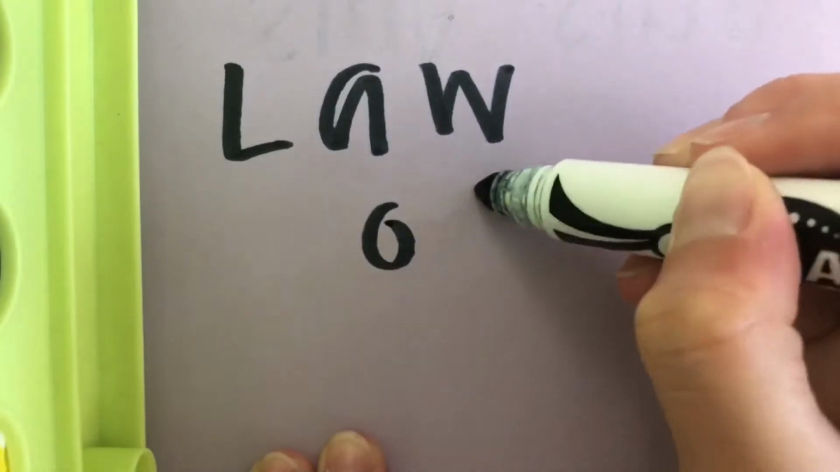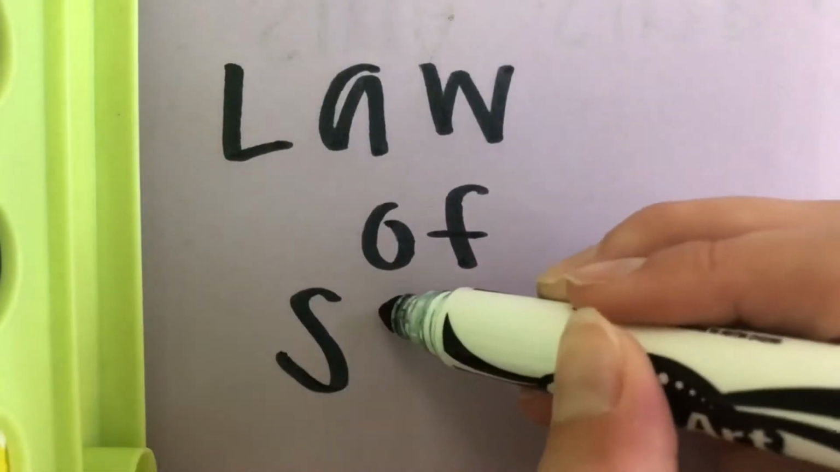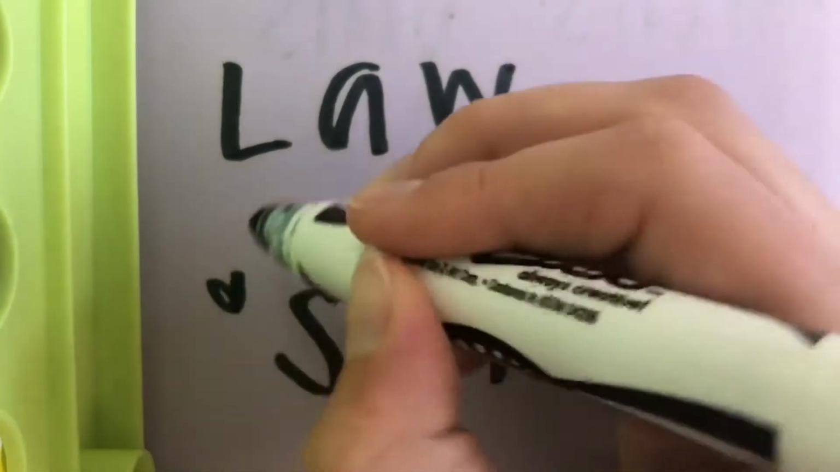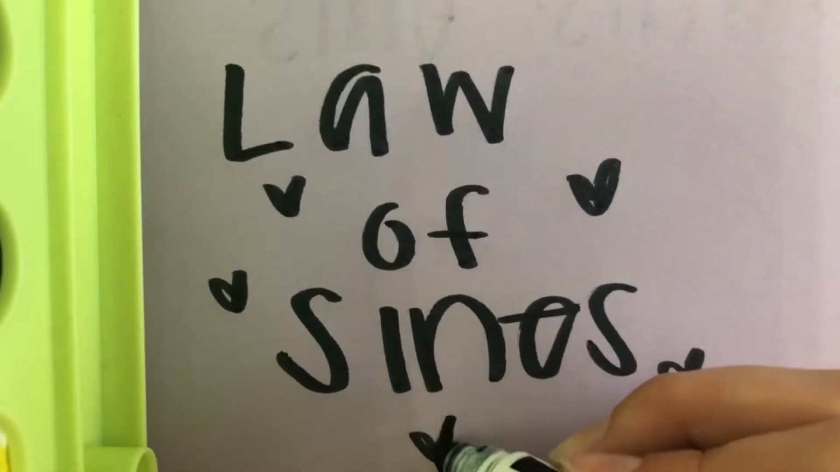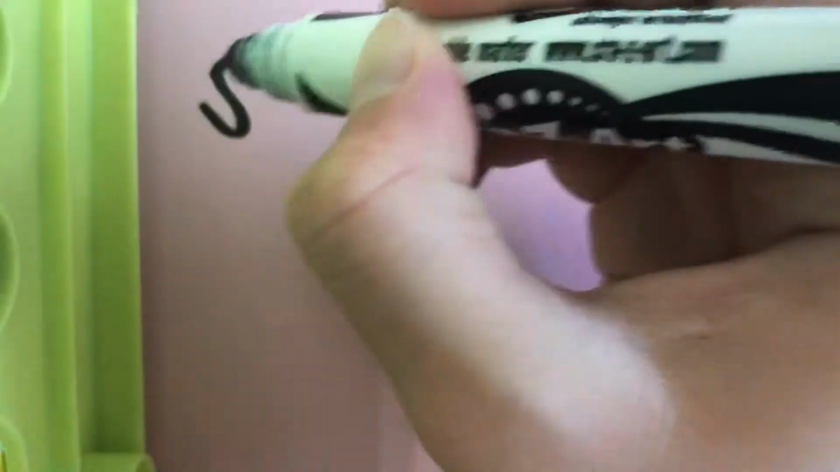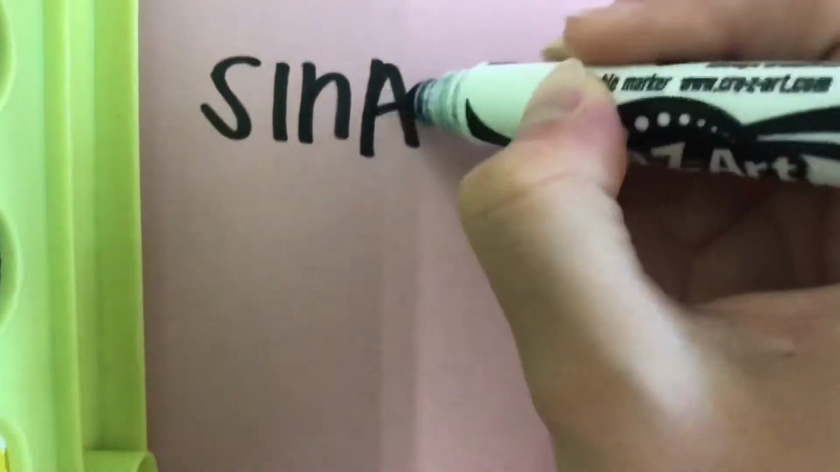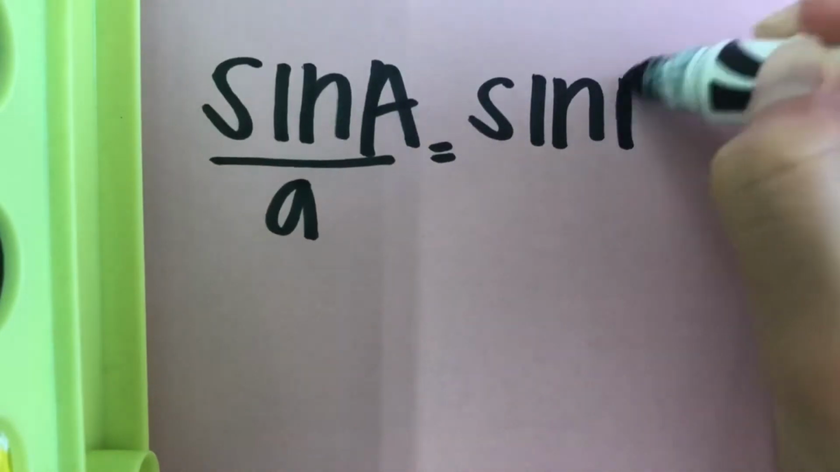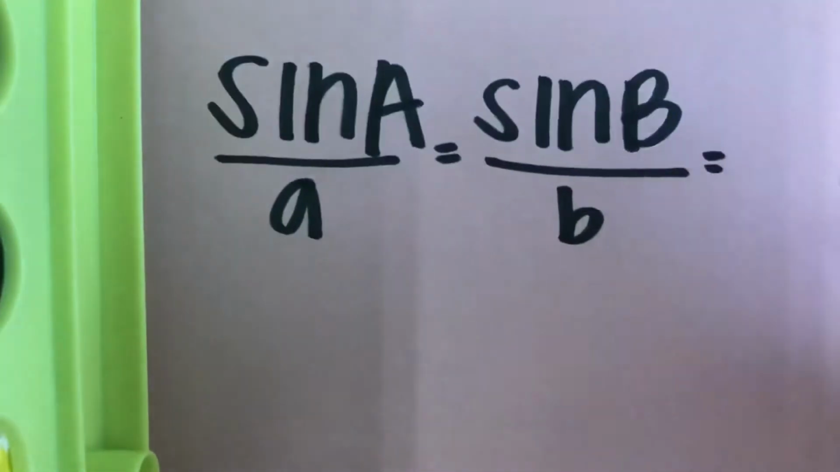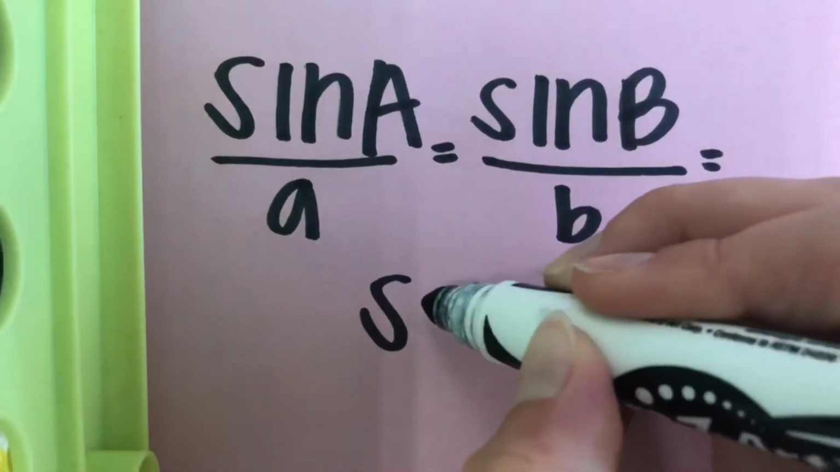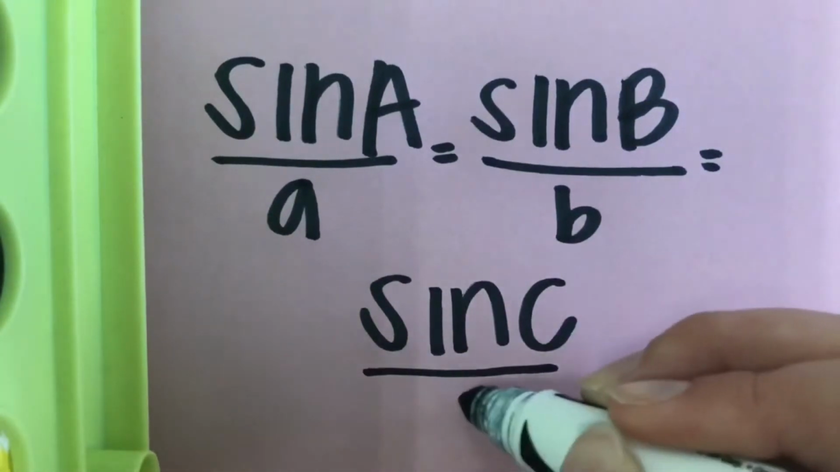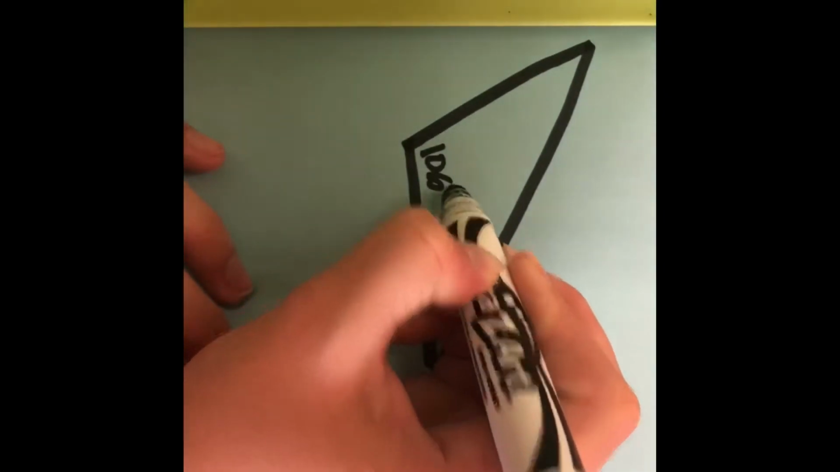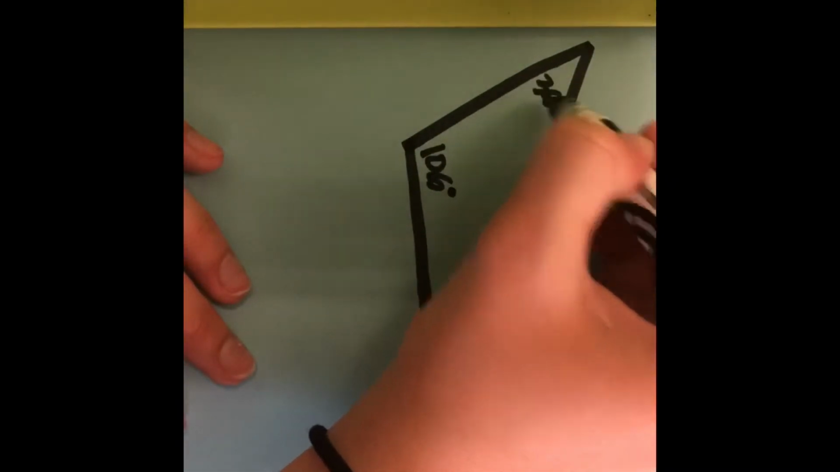So today we're going to be learning about law of sines. The formula for law of sines is the sine of A over the side of A is equal to the sine of B over the side of B, which is equal to the sine of C over the side of C. It sounded like I said side of C for both of them, but I didn't.